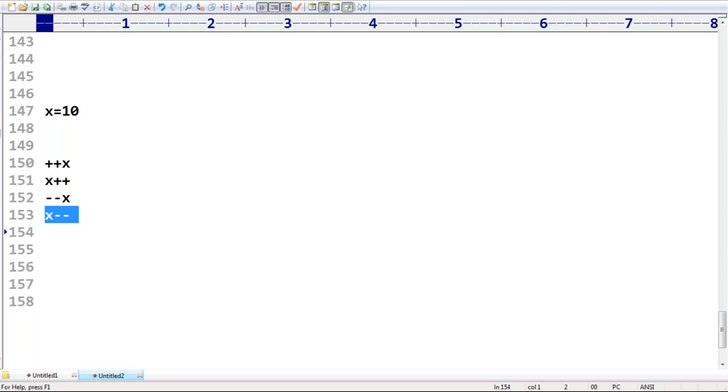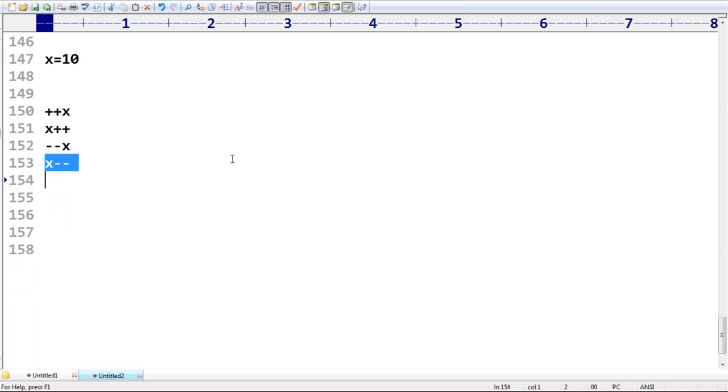Increment and decrement operators are allowed in Python or not? Remember that? Increment and decrement operators are not allowed in Python. So ++x, x++, --x, x-- such things are not allowed. Increment and decrement operators are not there.